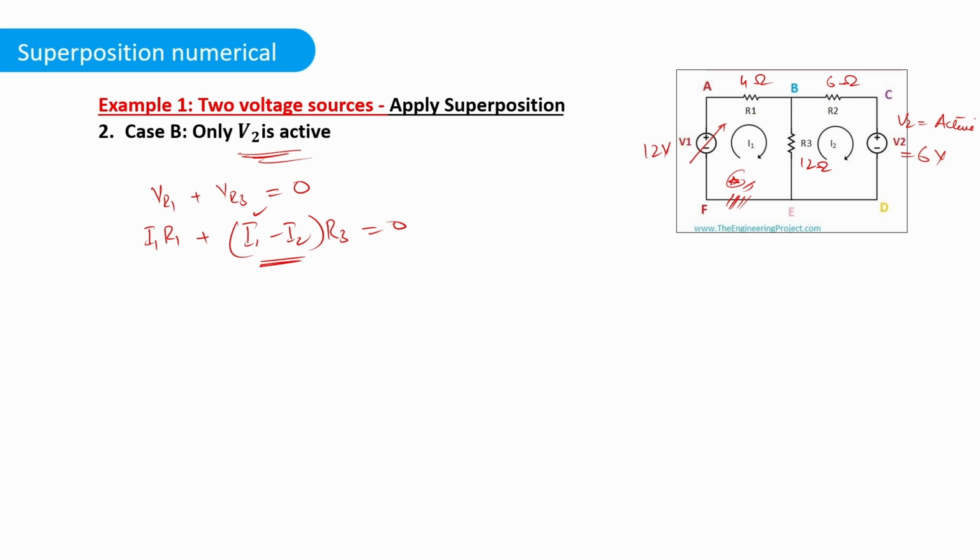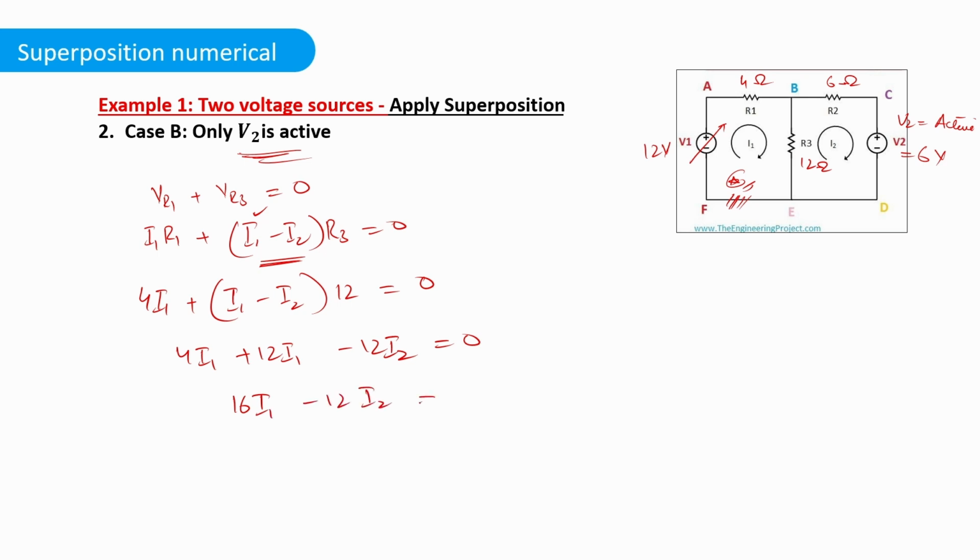Now simply substitute the values. R1 is 4 ohm, so this becomes 4 I1 plus (I1 minus I2) times R3, which is 12 ohm, equal to 0. So this becomes 4 I1 plus 12 I1 minus 12 I2 equal to 0, and this becomes 16 I1 minus 12 I2 equal to 0. So this is our equation for the first loop when the second voltage source was active. Let's call this equation number 3. Now we will apply the KVL in the second loop. So let's do that in the next slide.